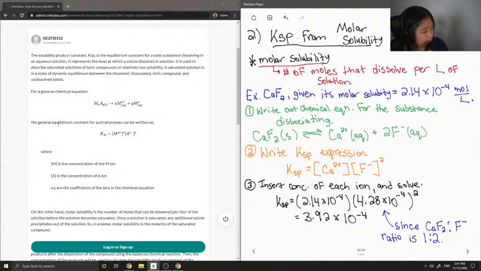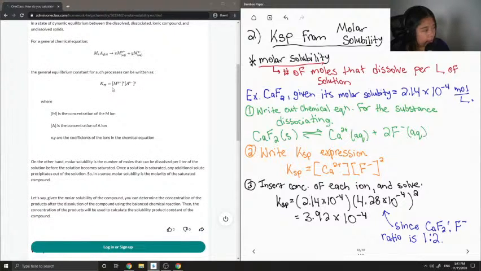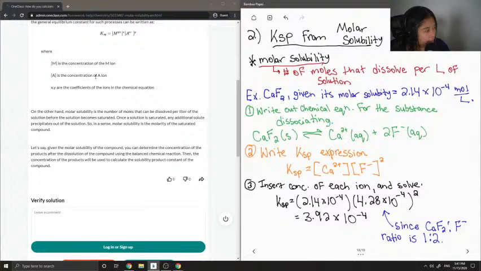The general equilibrium constant for such a process can be written as, and then they show the general expression for that. Concentration of M ion, concentration of A ion, and also X and Y are the coefficients of the ions in the chemical equation. On the other hand, molar solubility is the number of moles that can be dissolved per liter of the solution before the solution becomes saturated.